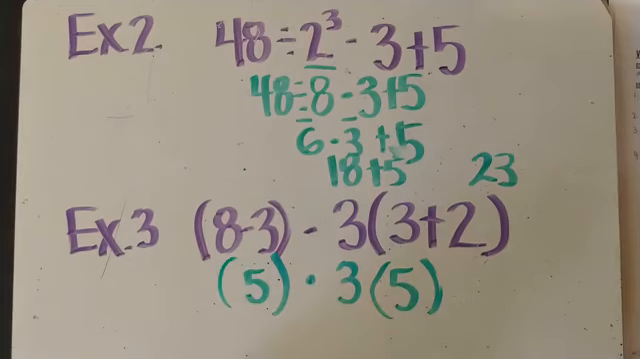And we have multiplication straight across. Multiplication here and here. Everything inside the parentheses is done. I don't see any exponents, so let's move on to our multiplication. 5 times 3, remember we're going from left to right, is 15. And the remainder is 15 times 5, which is 75. And that's how you do example 3.